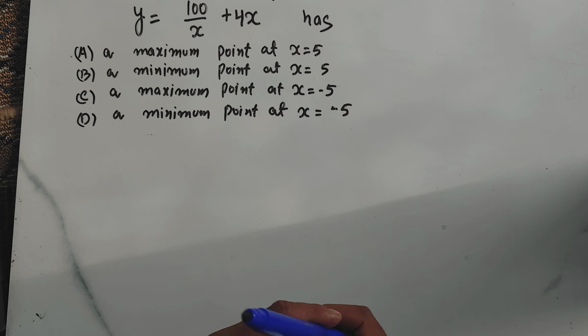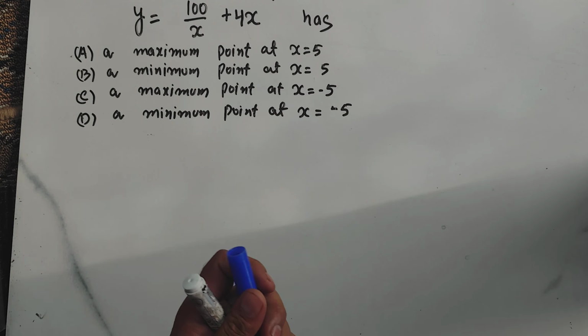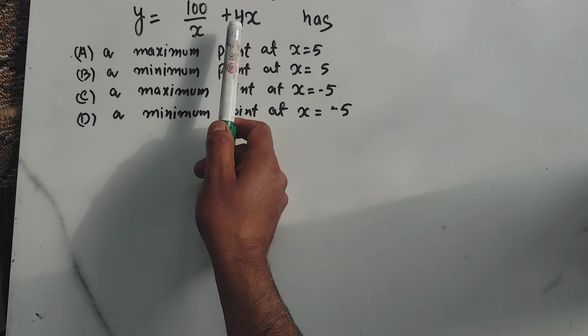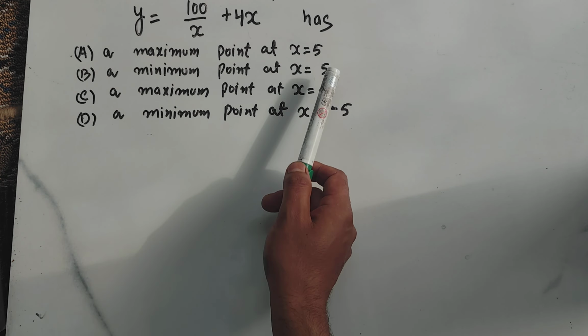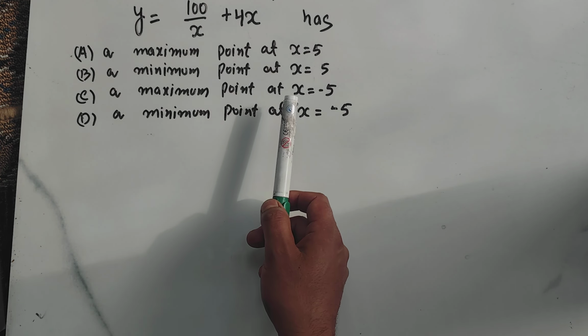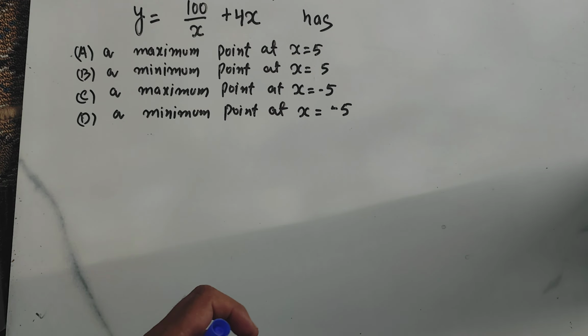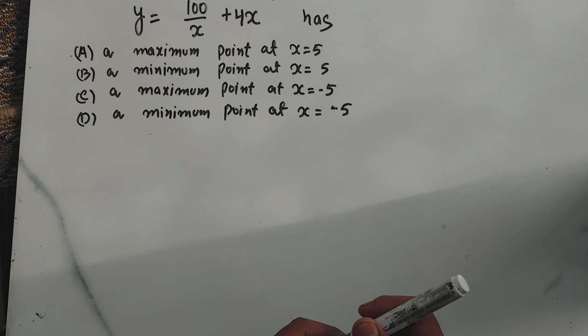In this video, we will learn how to find out the maximum point and minimum point of a function. The question is, the function y is equal to 100 upon x plus 4x, and options are being given. We need to find out the correct option. This is a multi-select option question, so there can be more than one correct option.